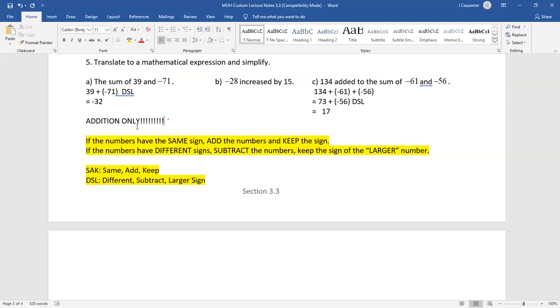SAK and DSL, what does this work for? Multiplication? Nope. Division? Nope. Subtraction? Kind of, but we'll have to do something first, and that's what we're getting ready to get into. But these rules only work, technically speaking, when there's a plus sign between them.